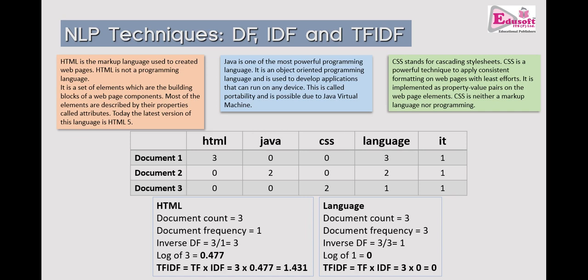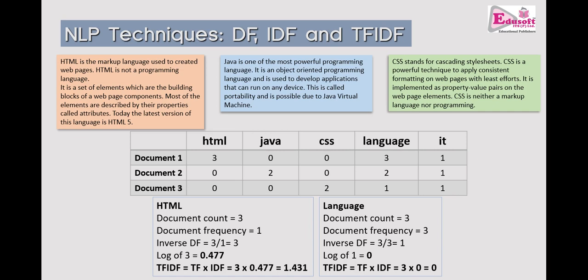If this term has higher frequency in this document, maybe this document is talking about this particular term. If the frequency of "language" is very high in a particular document, that does not mean the document is talking about language. It is talking about HTML. So for that, bag of words alone is not enough. You have to go further to calculate TF-IDF.